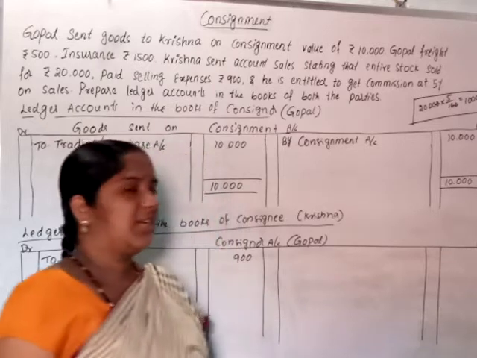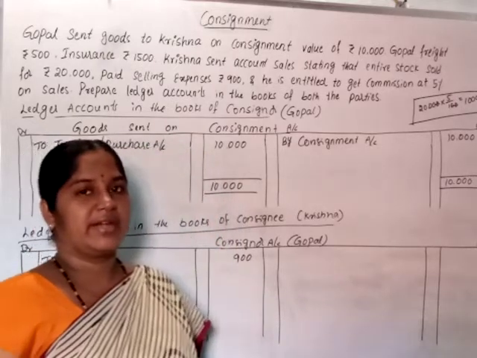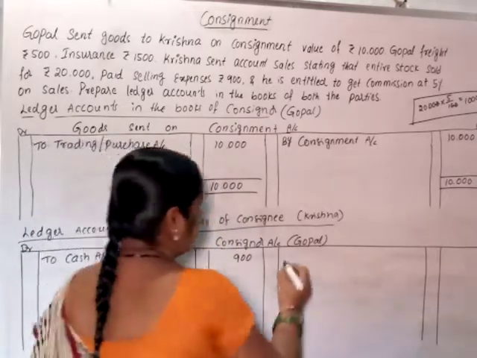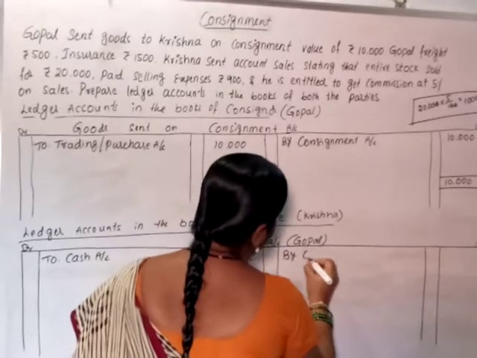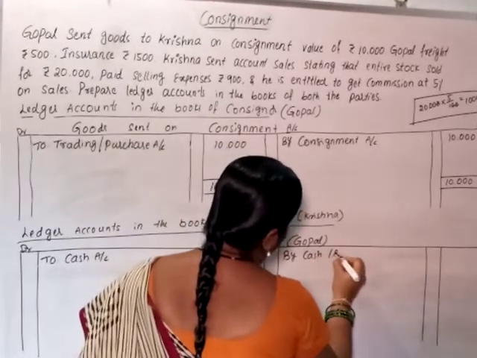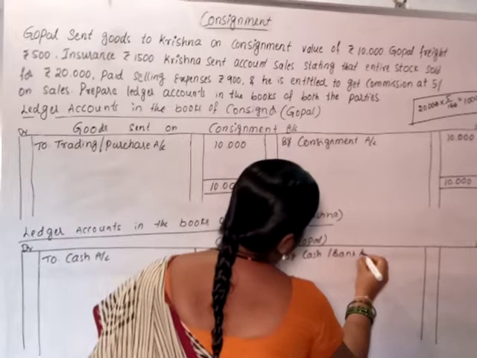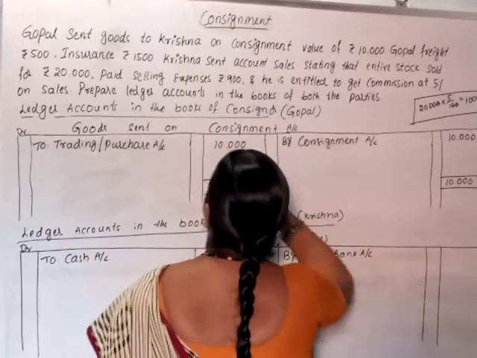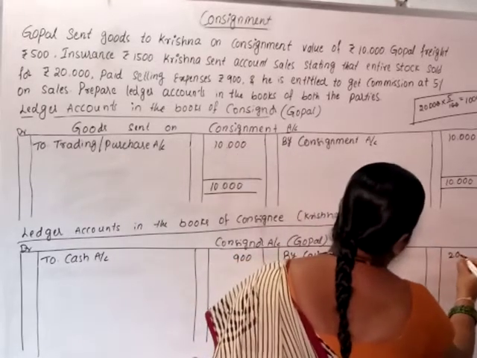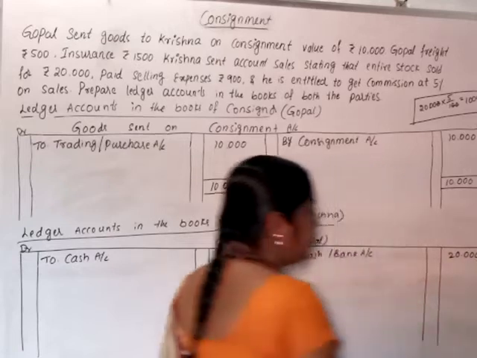Next one. For the sales made by consignee, the entry is cash or bank account debit to consignor account. In this journal entry, consignor account we credited, no? That's why on the credit side of the consignor account, write as cash or bank account. This is for the sales. What is the sales value here? 20,000.